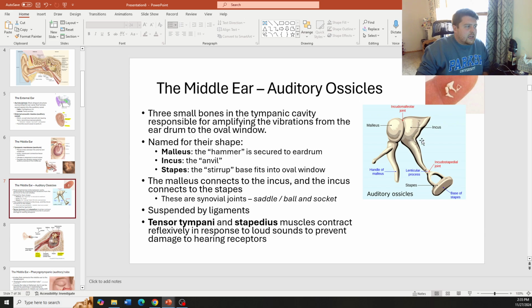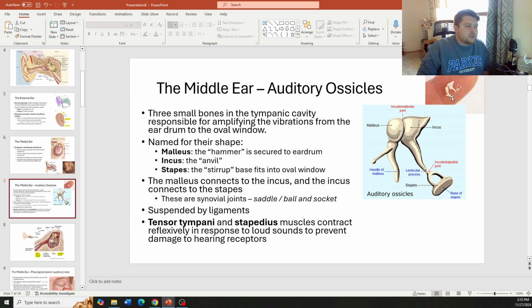Next, we have the incus, or the anvil, because it's shaped like an anvil. And then finally, the stapes, which sits into something called the oval window, which is going to connect the middle ear to the inner ear. All right? And these bones are absolutely tiny. The stapes is, if I'm remembering correctly, the smallest bone in the entire human body. So you get these teeny, tiny little bones, because that's a finger right there. All three of them fit right there.